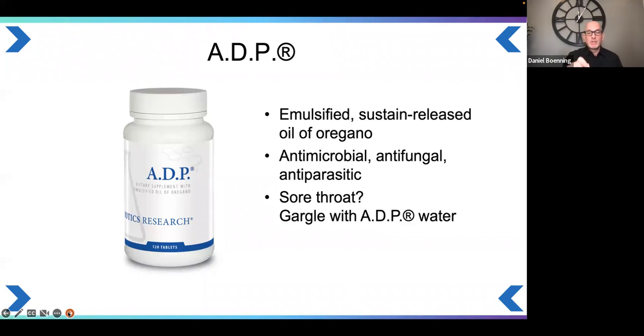So I put a note here, sore throat, gargle with ADP water. You can take the ADP tablet, put it in a glass of water. The oil will release. The tablet won't necessarily dissolve much. It'll get like a little fuzziness of slowly breaking down. But gargle with that water throughout the day because, again, of these properties right here. Antimicrobial, antifungal, antiparasitic. Sore throat, consider that one as a gold standard.